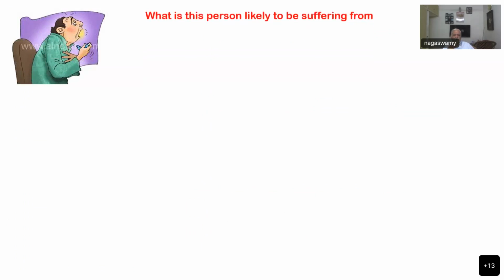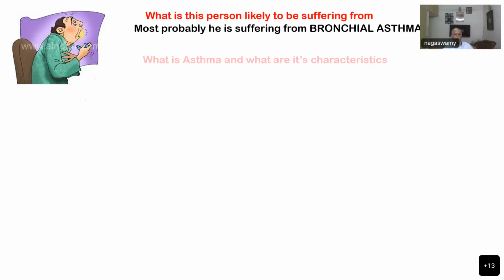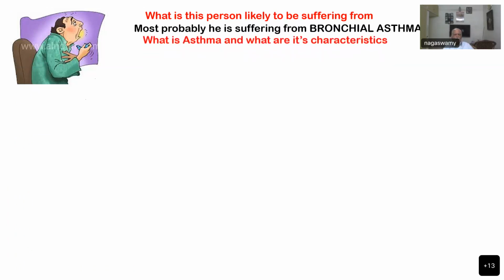What is this person likely to be suffering from? Look at what the person is holding in his hand and how he is opening his mouth and clutching his chest. Asthmatic, sir. Using an inhaler. Most probably he is suffering from bronchial asthma. You can see the inhaler in the hand and he is opening his mouth trying to breathe. And he is holding his chest, tightness in the chest. That is how they describe the feeling of dyspnea. What is asthma and what are its characteristics?